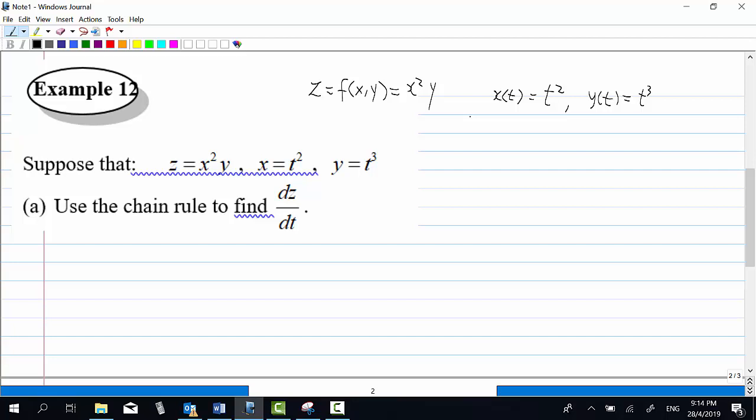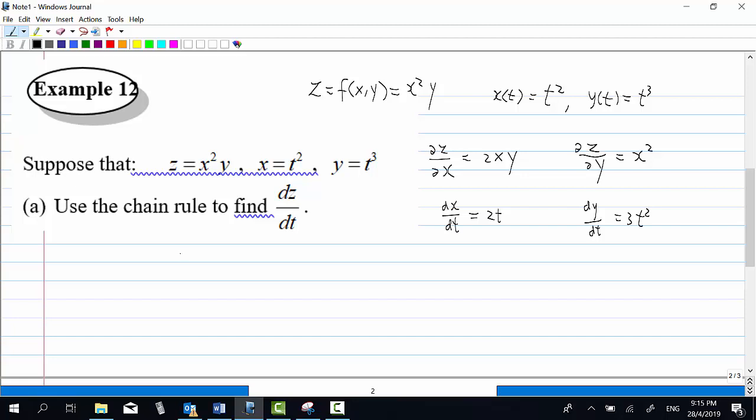To use the chain rule to find dz/dt, first, we take the partial differentiation of z with respect to x, which will give you 2xy, and the partial differentiation of z with respect to y, you get x squared. And then x and y are functions of time, so you can use a normal differentiation. dx/dt is 2t, and dy/dt is 3t squared.